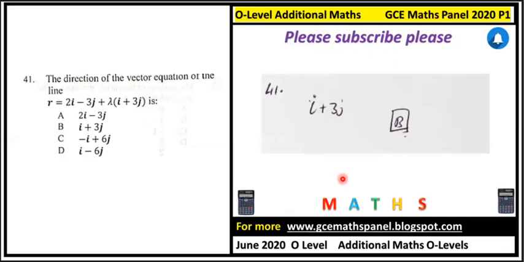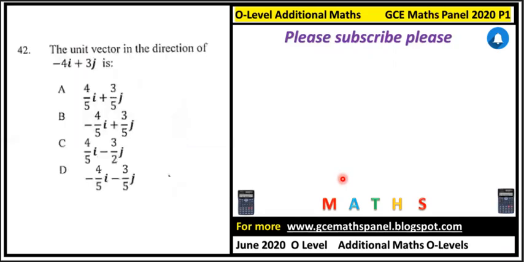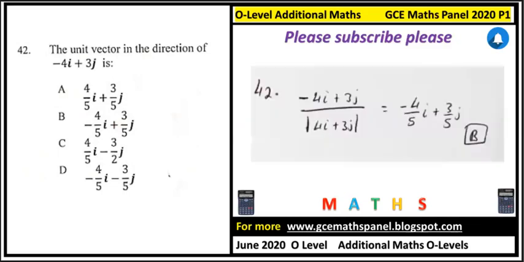Question number 42. The unit vector in the direction of minus 4i plus 3j is... The unit vector is given by a vector over its modulus or magnitude. So that gives us minus 4 on 5 i plus 3 on 5 j. You know that the modulus of 4i plus 3j is 5, right? So our key here is B.